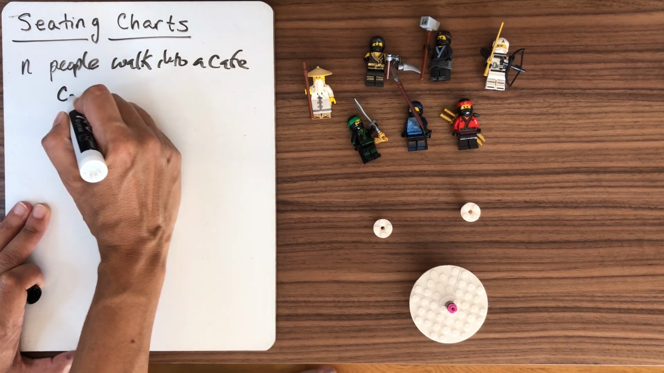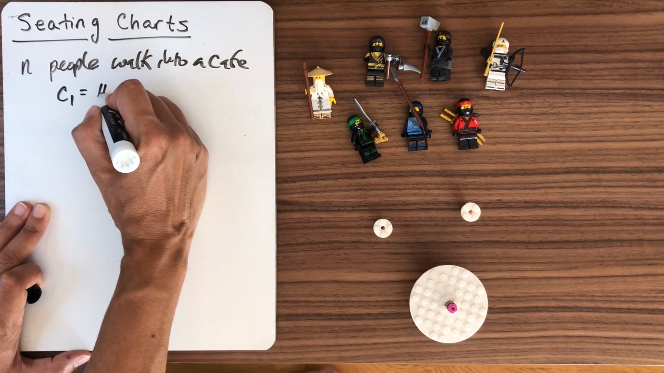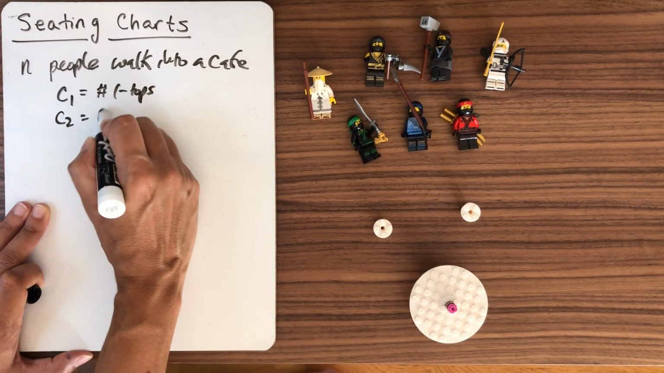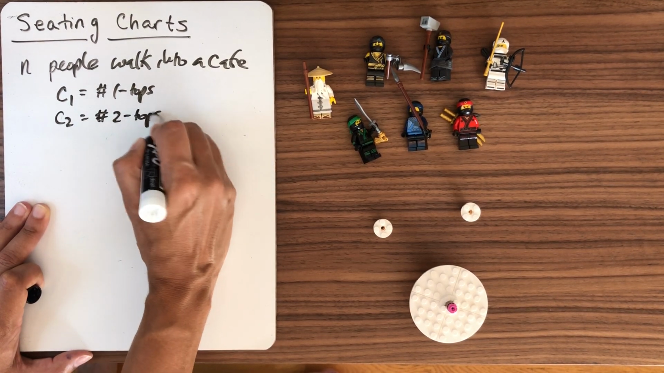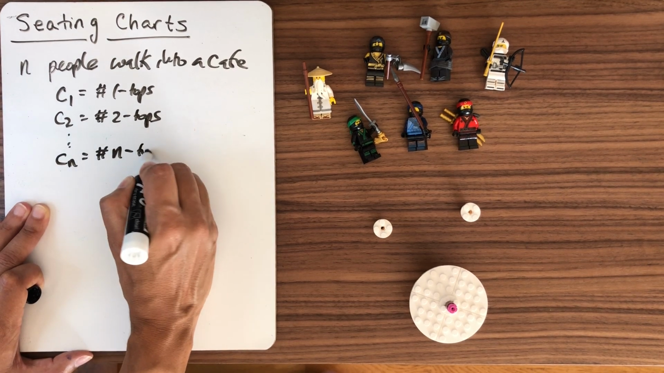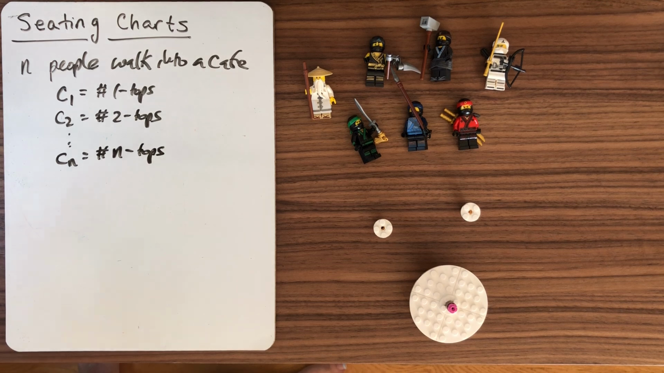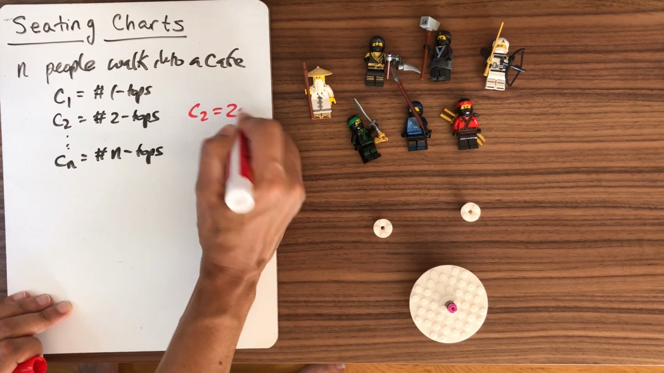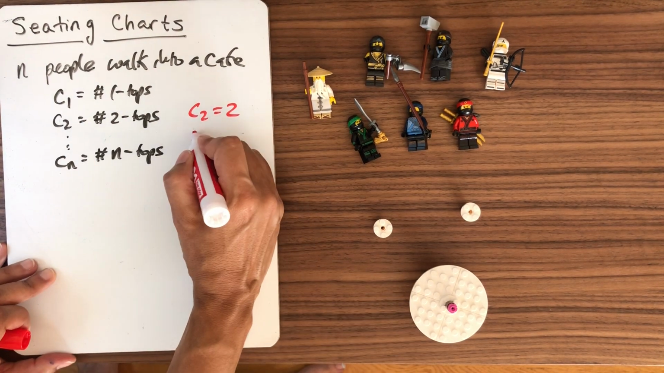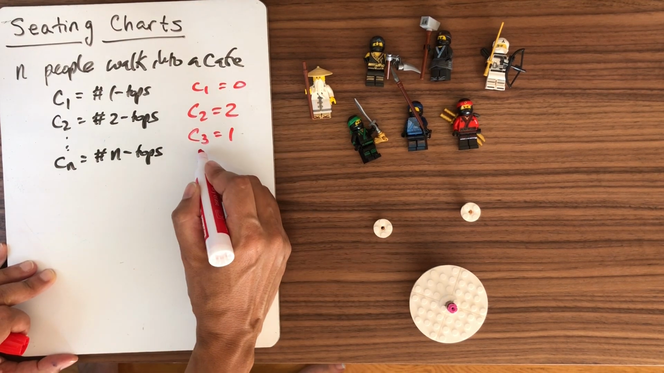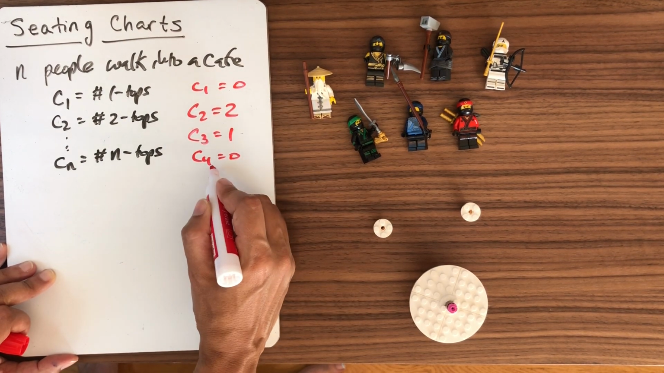So let's give this some notation. We're going to let C1 equal the number of 1 tops, tables that can accommodate 1 person. C2 equal the number of 2 tops. And so on and so forth down to Cn equals the number of n tops. So in this example, I'm going to think of these as 2 tops. So I've got C2 equal to 2. And then I'm going to think of this as a 3 top. C3 equal to 1. There are no 1 tops. And there are no 4 tops.